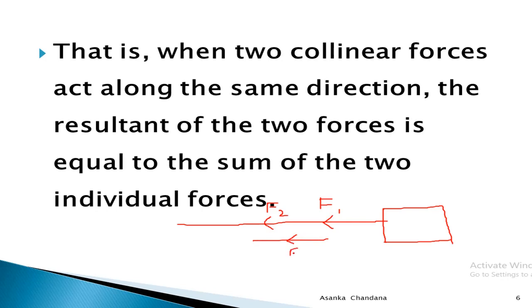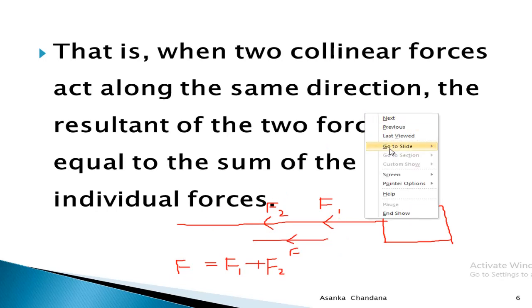This resultant force can be taken as the addition of each individual force. It means the resultant force is equal to F1 plus F2. This is the way of finding the resultant force when two collinear forces act in the same direction.